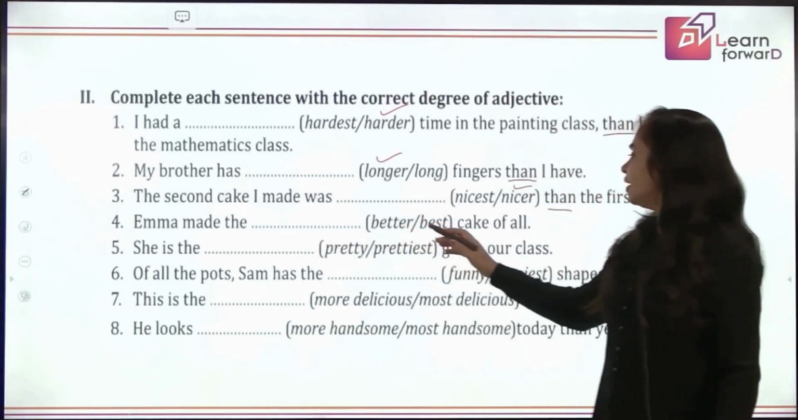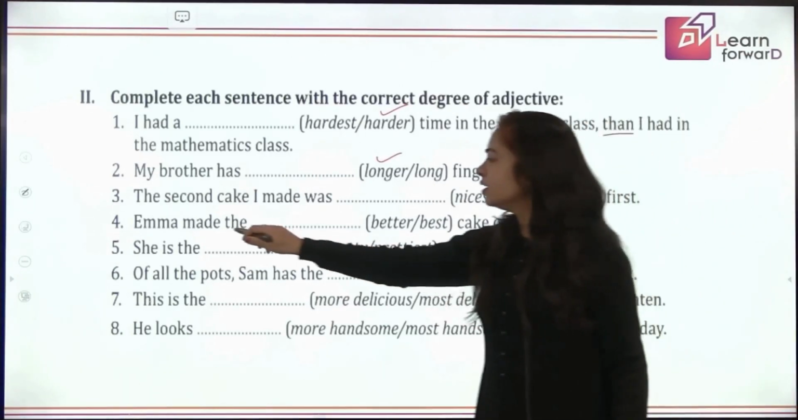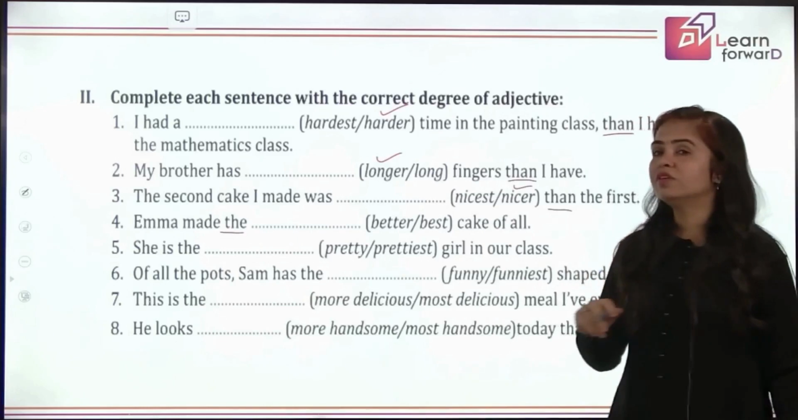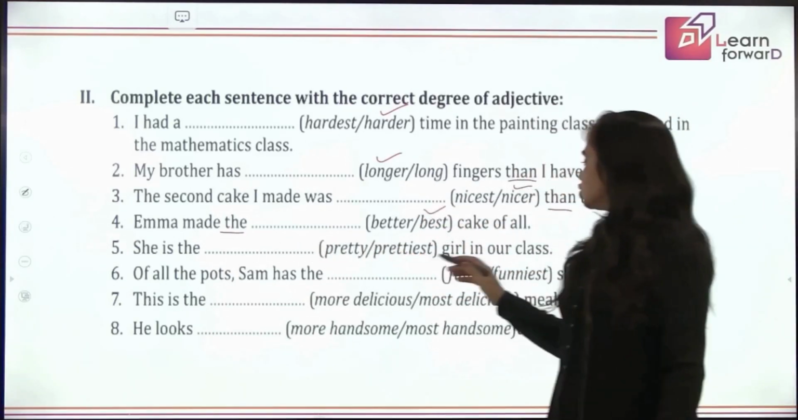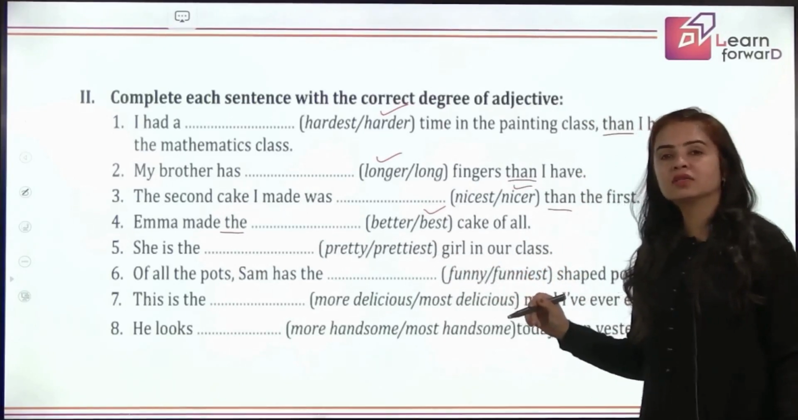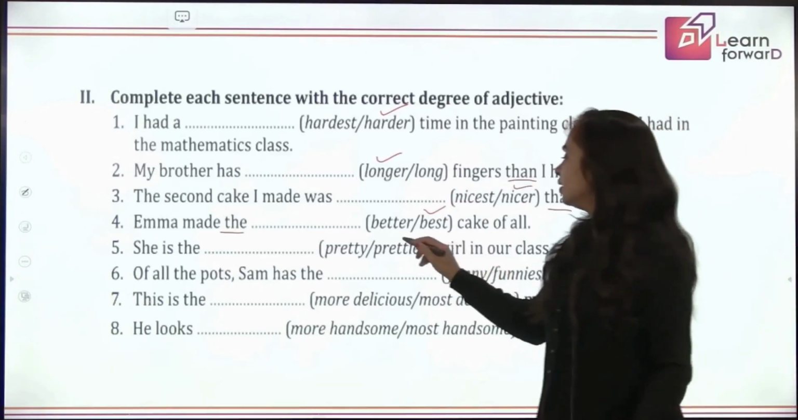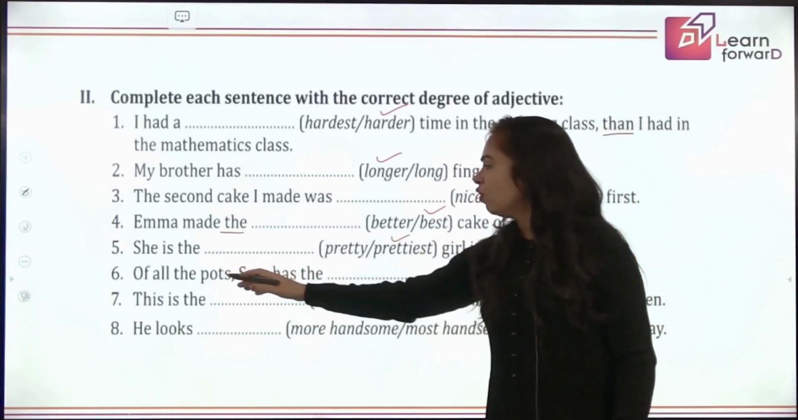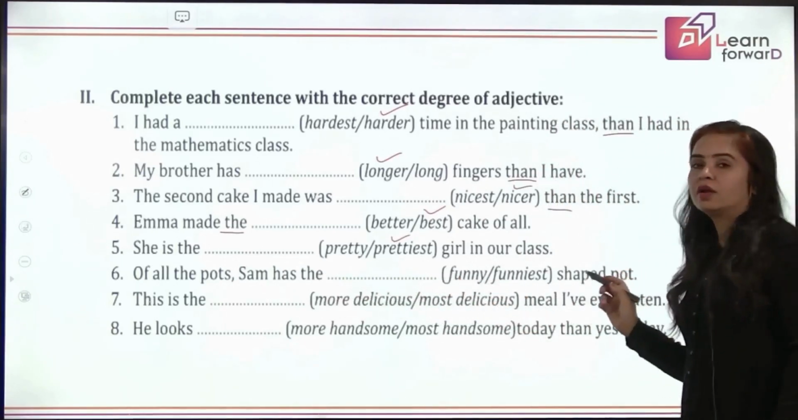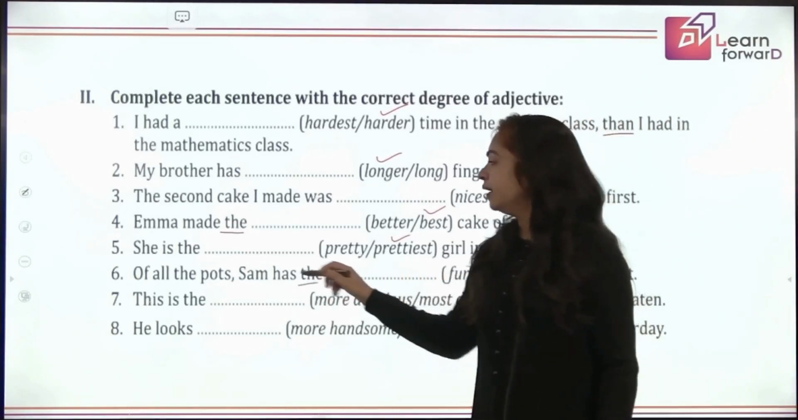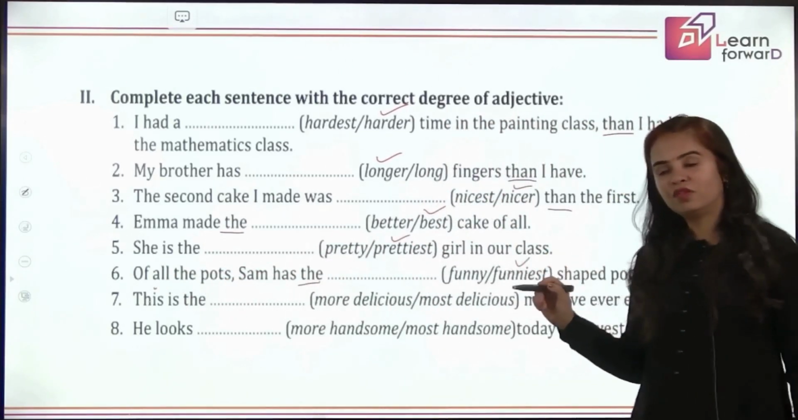Emma made the dash cake of all. So that means more than two. And can you see here the? So it is always before the superlative degree, best. She is the dash girl in our class. So that means you are making a comparison in the whole class. So that is prettiest, good. Of all the pots, Sam has the dash shaped pot. See here the, and they are talking of all the pots. So the superlative degree is funniest, very good.